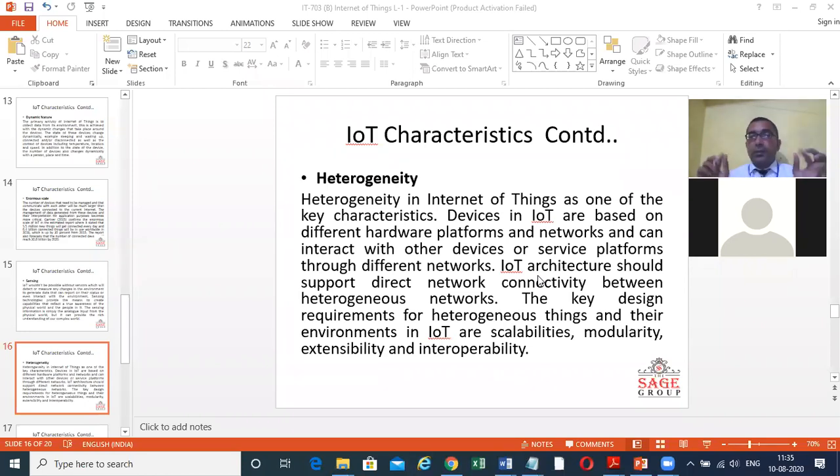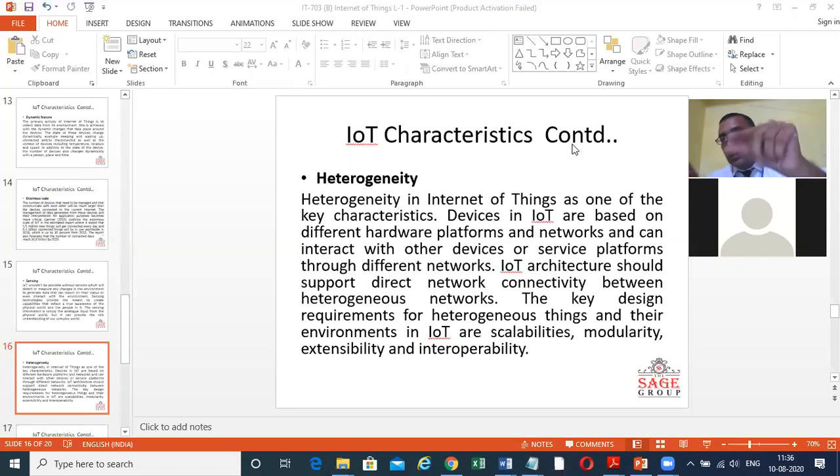Now see, in heterogeneity, it means you take one project. I'm going very simple. You make one project based on a microcontroller, the Arduino Uno, and one sensor. Then you make another project based on another microcontroller, the NodeMCU, or you can say the Raspberry Pi, or you can take the BeagleBone. But I take two examples.